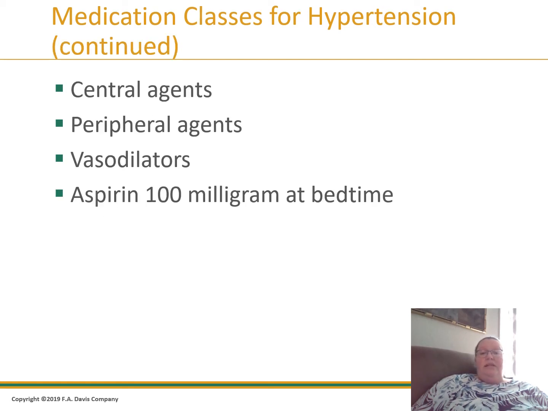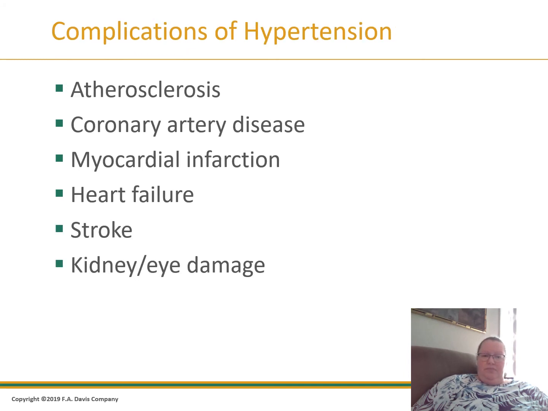So here we go. There's the classes of hypertension. We got central agents, which work directly on the heart muscle. Peripheral agents, which work on the vessels by dilating the vessels. We decrease the blood pressure. Then there's also vasodilators, like what I was talking about, and aspirin. 100 milligrams at bedtime will lubricate the blood so that it goes through the system easier. And that also may slightly decrease the workload of the heart, decreasing hypertension.